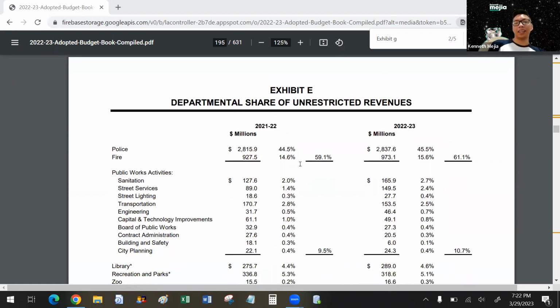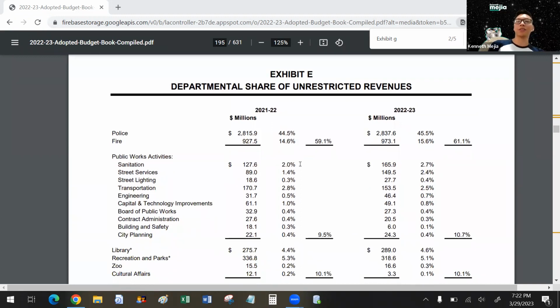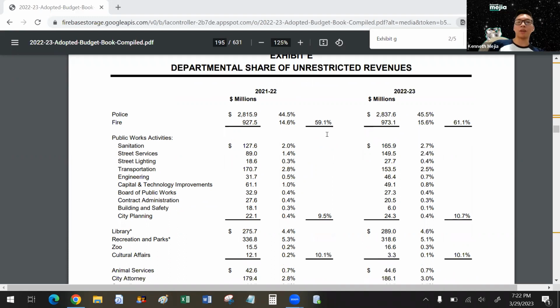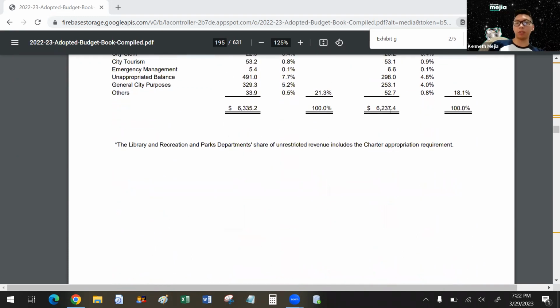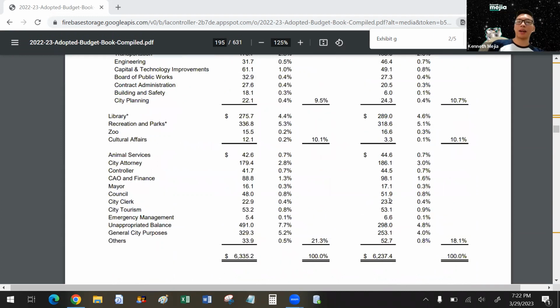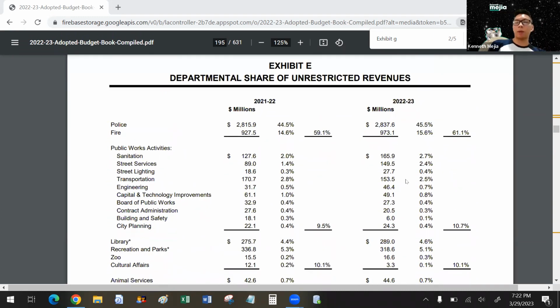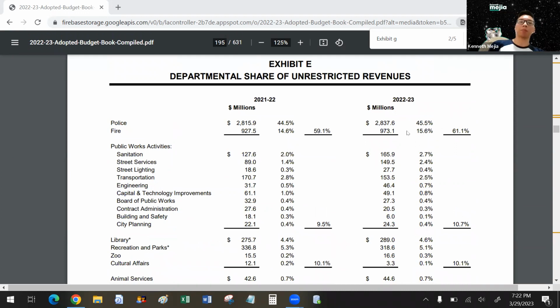And Exhibit E is very good for you to know. Well, these are the funds that the city can spend their money on freely, unrestricted. So as we mentioned earlier, the unrestricted revenue budget for this fiscal year is 6.2 billion, right? Now, of this amount, if you want to know which departments take up how much money of it, you could see here that the police take up the most. They take up 45.5% of the unrestricted revenues, 2.837 billion.